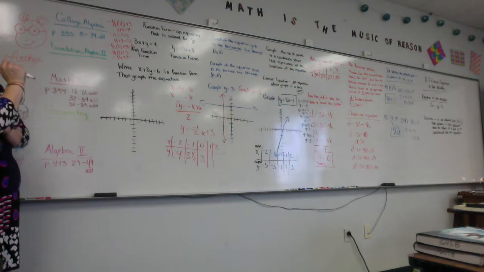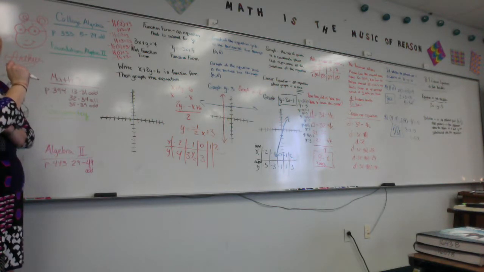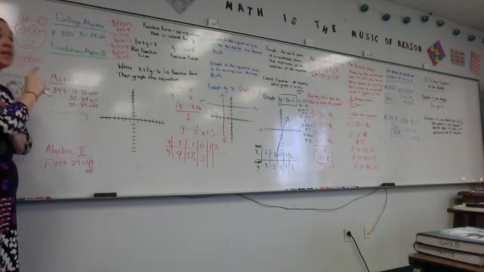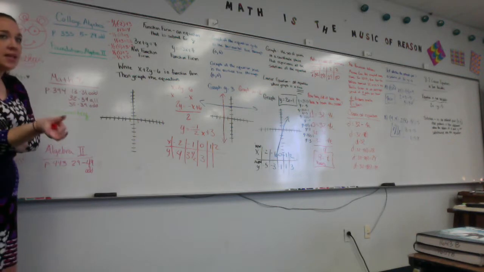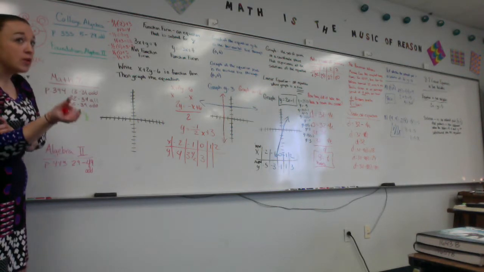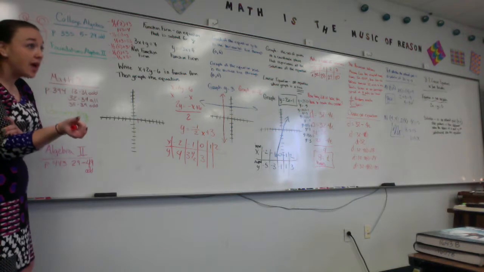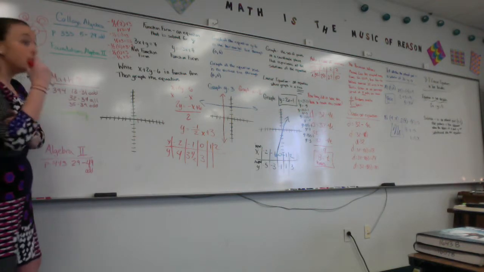What's negative half plus 3? Positive 2.5. You have a negative half and you have a positive 3, so it's basically the same as saying 3 minus a half. 2.5.